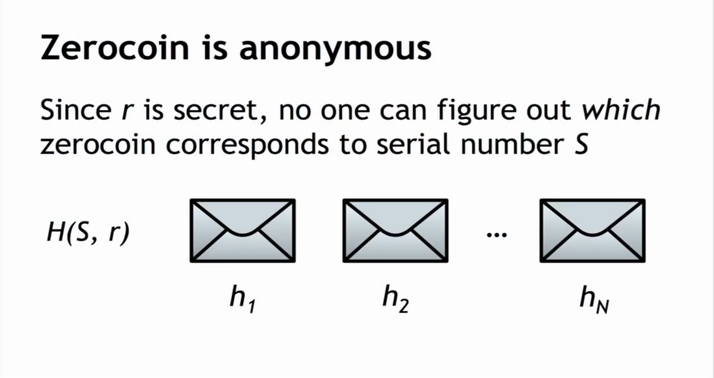Great. So where does the anonymity property come from? Here's the anonymity property. Since you've kept this random number R secret, and this is what is available on the blockchain, there are a number of hashes or commitments corresponding to the different 0 coins that have been put on the blockchain. Even though you've revealed the serial number, not knowing this other random input R, nobody can try to brute force this and guess which of these 0 coins corresponded to your serial number.